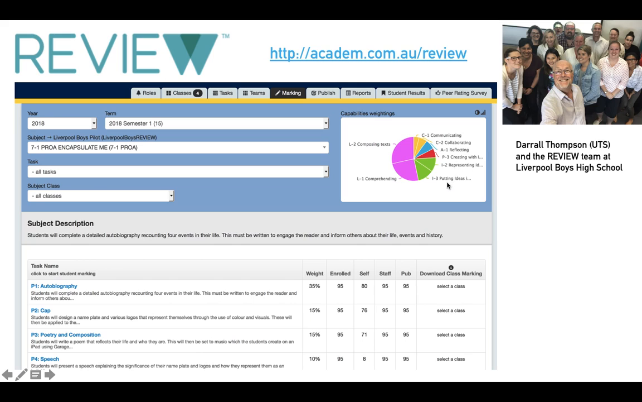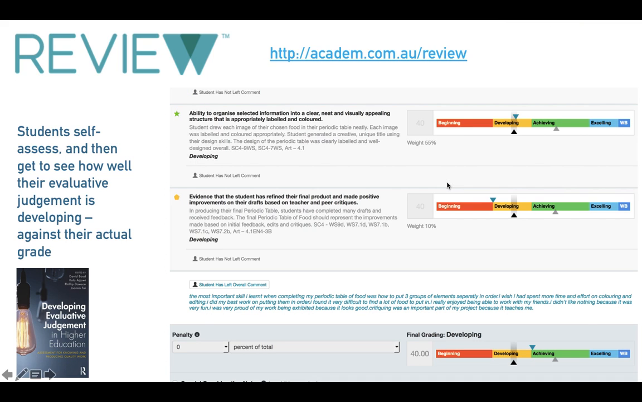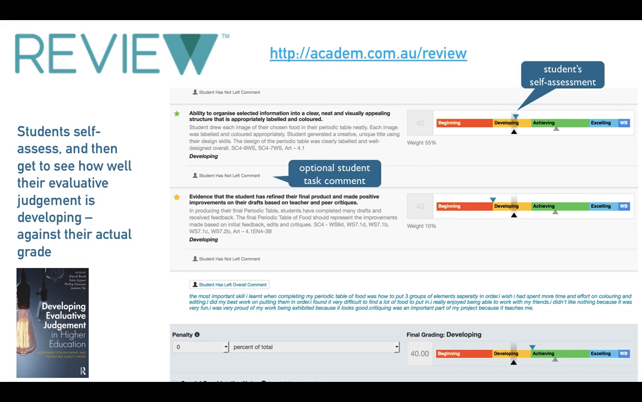Okay. And the interesting thing, one angle of this, is that the students do a self-assessment. Okay. How do they think they've done on this task? And they can add a comment about that. And they can add a comment about the whole assignment. Then they get to see the teacher's assessment, which immediately shows you, am I calibrating myself well, right? What David Boud calls evaluative judgment, developing evaluative judgment, which is the ability to know how well I'm doing, which is a lifelong learning skill, okay?